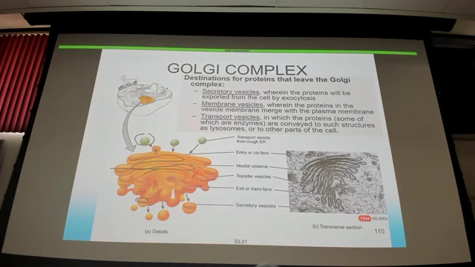Now there are names that we need to know. The side that the vesicle from the rough ER fuses with is called the cis phase, so the entry phase. And then the side that it leaves from is called the trans phase. So an immature protein leaves the rough ER, arrives at the cis phase of the Golgi complex. It will go inside of the Golgi complex and be changed into a mature protein. It will leave or be transported off of the trans phase.